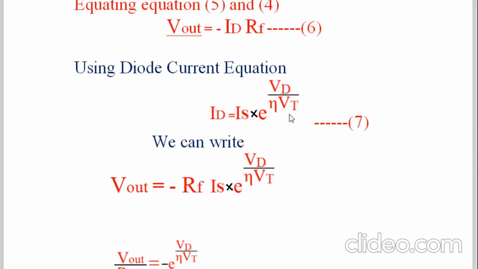So this equation you have to remember: ID equal to IS into e raised to VD divided by eta into Vt. Now what we'll do here, this ID will be substituted in equation number 6. Therefore, Vout is equal to minus, the sign will remain as it is, and RF will also be as it is. Instead of ID, we will write IS into e raised to VD divided by eta into Vt. In this way, this is our output voltage equation.